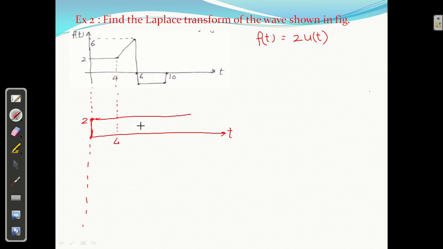Then from 4 to 6, what is there? It is a ramp function. What is the height of the ramp? 4, 6 minus 2, 4. And how much is the width? 6 minus 4, 2. So I am applying the ramp function at 4 here. This is the ramp function.